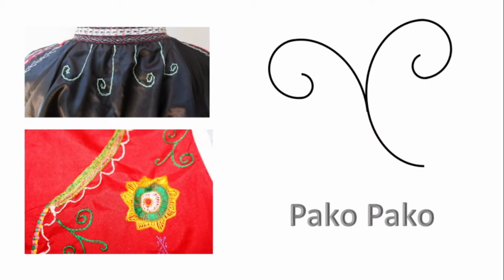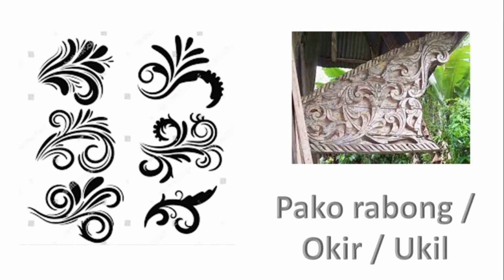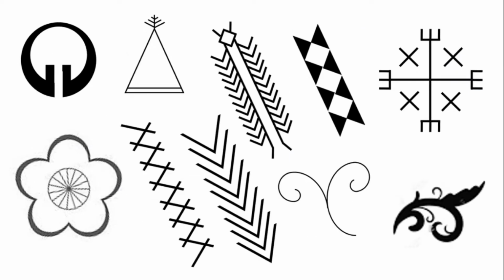Number 9 is Paco Paco. It is inspired by wild fern branches left and right, which means dream of life. Number 10 and 11 is Paco Rabong, or Akil. It is a geometric motif inspired by plants. Here are the simple drawings for the Philippine indigenous design motif. Please pause the video and copy the drawings in your notebook and name each motif design.